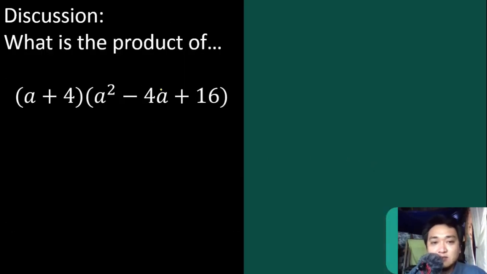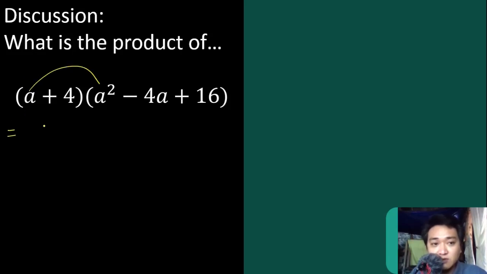Pero bago yan, balikan uli muna natin yung napag-aralan nyo ng grade 7. Tinuruan kayo kung paano mag-multiply ng mga polynomials. Just like what we have here, we have a binomial and a trinomial. So let's say we're going to multiply them using distributive property.